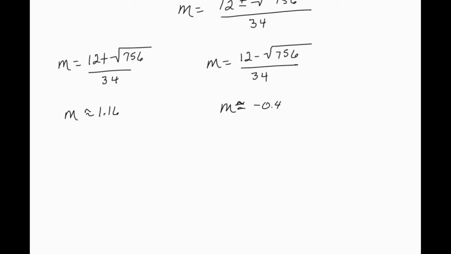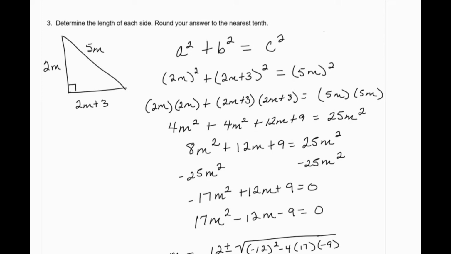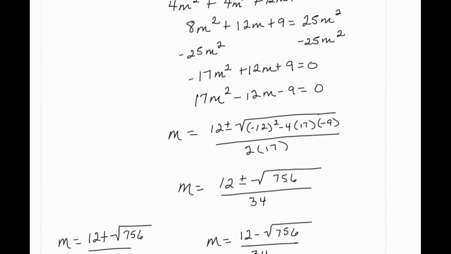negative 0.46. But remember, I'm talking about the lengths of the sides of a triangle, so I can't have a negative length. This can't be negative. So I only want the 1.16. But I'm not finished because my directions did not say to figure out what m is. My directions were to determine the lengths of those three sides. So now I have to take the 1.16 and put it back in place of the m's.